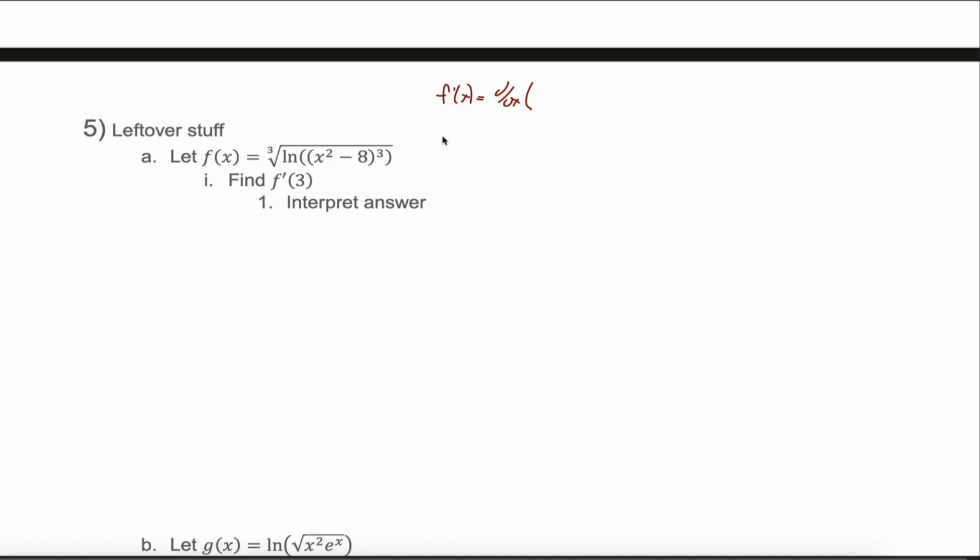Instead of copying here exactly what you see written here, I'm going to switch from radical notation to exponent notation, kind of thinking ahead about what forms are conducive to my derivative rules. So I'll say that f prime of x is equal to the derivative of something raised up to the 1/3 power. That something is a huge mess. The natural log of x squared minus 8 raised up to the third power. I think I've got all my parentheses right here.